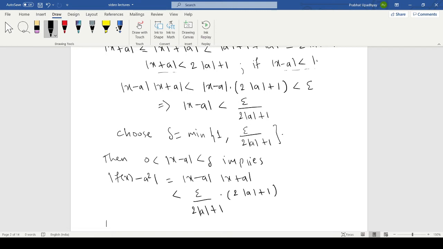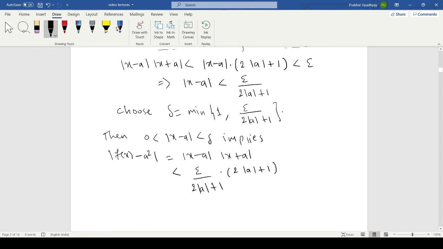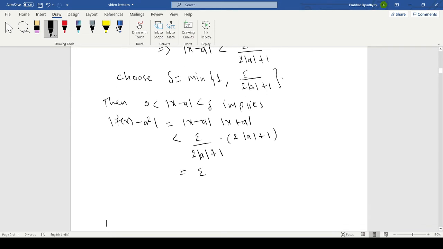And 2 times |a| plus 1 cancels with 2 times |a| plus 1, and it gives you epsilon. So whenever 0 is less than |x − a| less than delta, you will have |f(x) − a²| less than epsilon. That means the limit of x squared as x tends to a is equal to a squared.